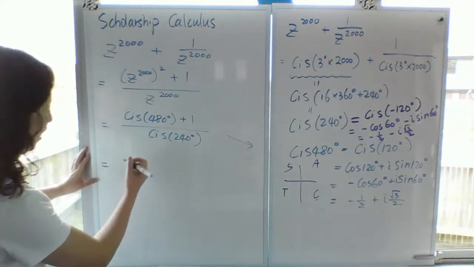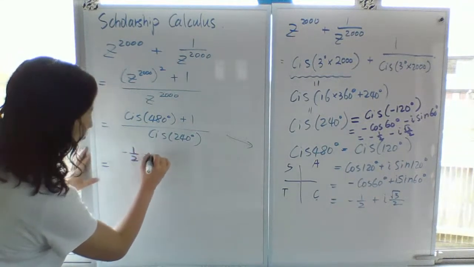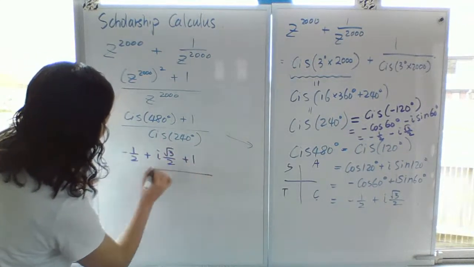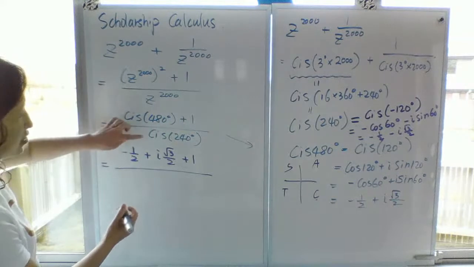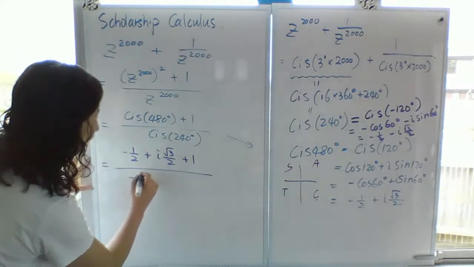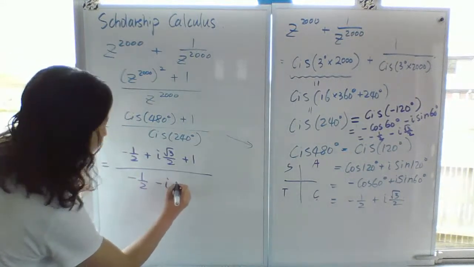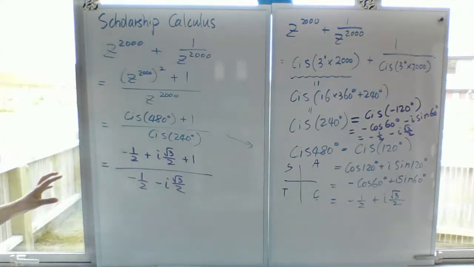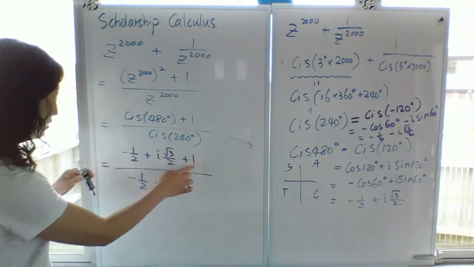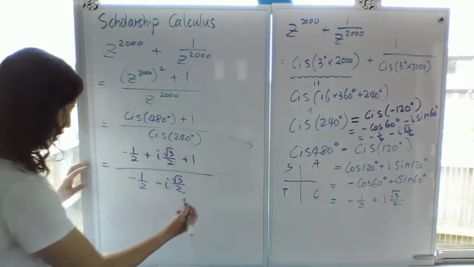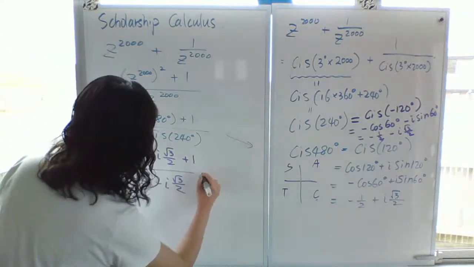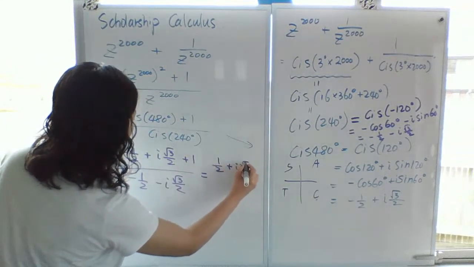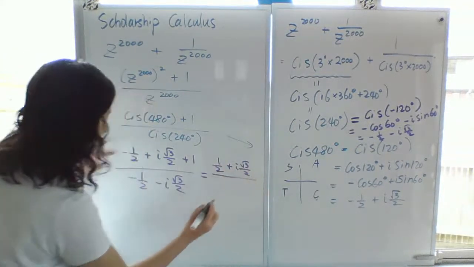So I got negative half plus i root 3 over 2, plus 1 over, and the cis 240 is negative half take away i root 3 over 2. All right, let's keep tallying up. 1 take away half, so I'm going to write on this side so that I have more space. So I have half plus i root 3 over 2.